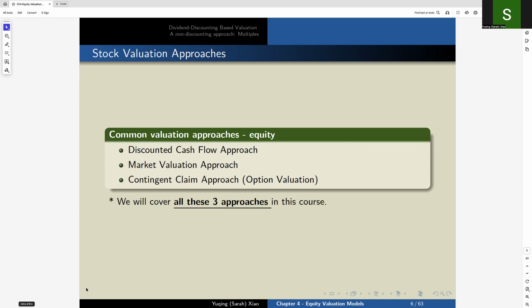In practice, there are three major approaches to valuing equity. The first one is the discounted cash flow approach, like the dividend discounted model or free cash flow models. The second one is the market-based approach, where we use multiples such as the PE ratio. And the third one is the contingent claim approach. In this course, we will cover all three, but for now, our focus will be on the first two, dividend discounting and multiples, because they provide the essential tools you will use most often.